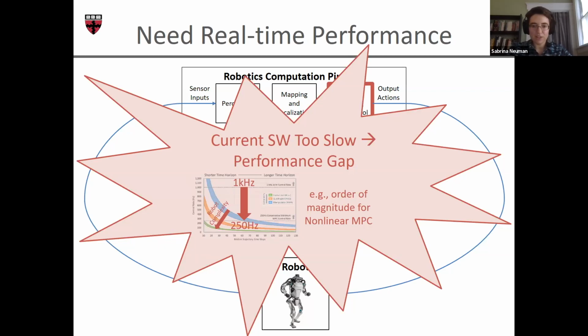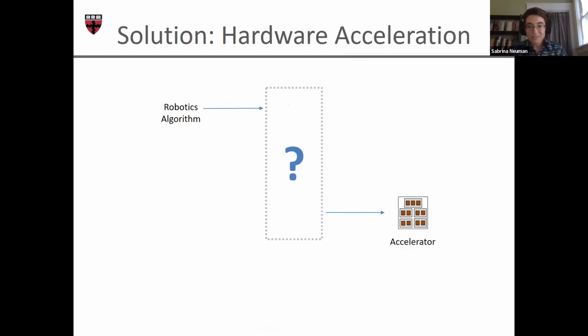So this is the challenge. The solution, we hope, is hardware acceleration. So we would like to be inputting a robotics algorithm into some sort of maybe automated design flow, ideally, and getting accelerators out the other side.